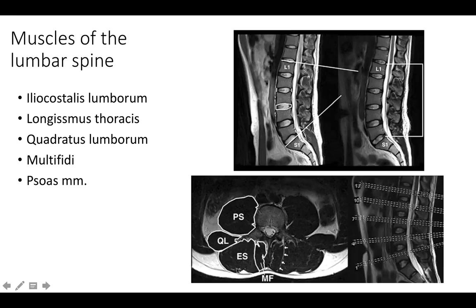Then we have the erector spinae group, which in the lumbar region primarily includes the iliocostalis lumborum, which would be more lateral in this muscle bunch, and then medial in the muscle bunch would be the longissimus thoracis. And then right here, right next to the spinous process of the vertebrae, we would have the multifidi muscles. And so you can get the circumference of the muscles using MRI, and that gives you some information about hypertrophy and atrophy.